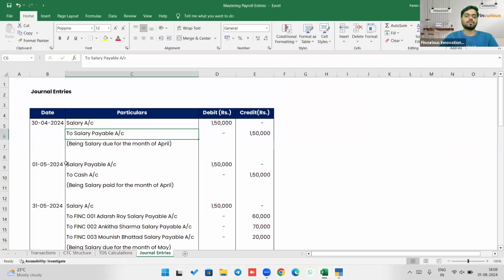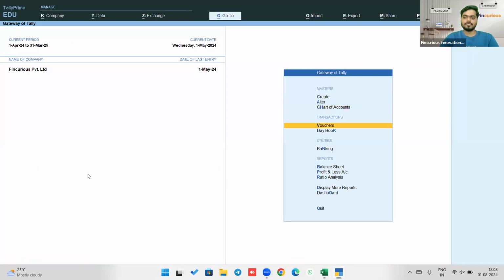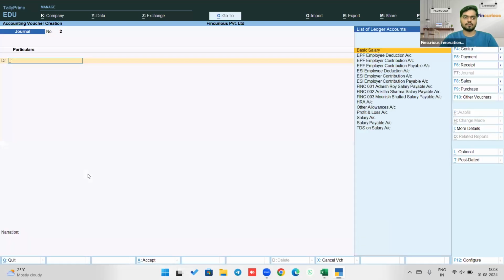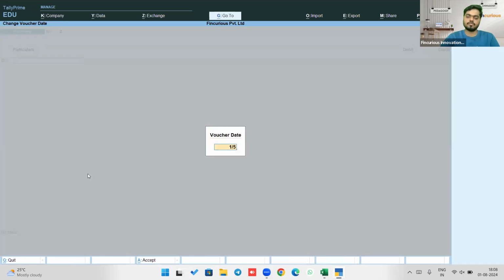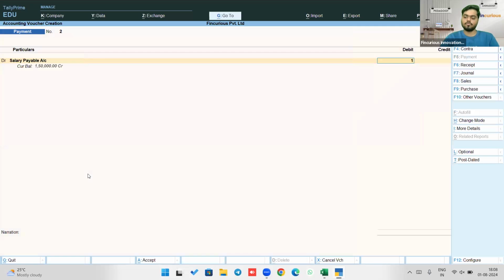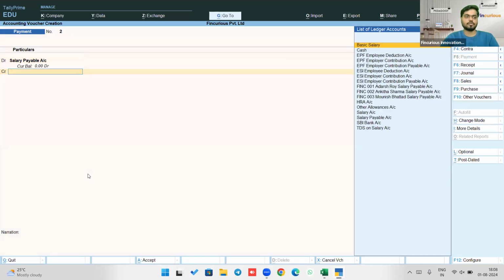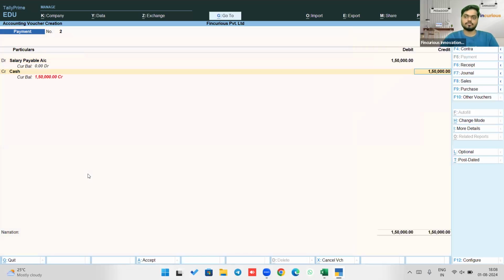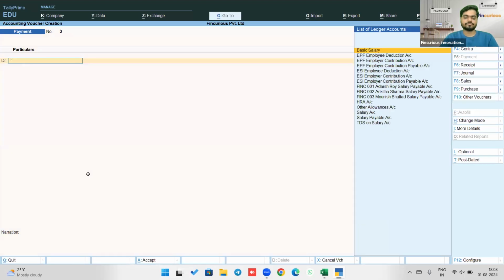Now we need to pass the payment entry. What is the payment entry? Again, we need to debit back the salary payable account. In which voucher? I need to go to the payment voucher. Date, it is 1st of May only. Salary payable account 1,50,000 debit, credit cash account. So negative cash will come, no problem. Just ignore it and accept it.